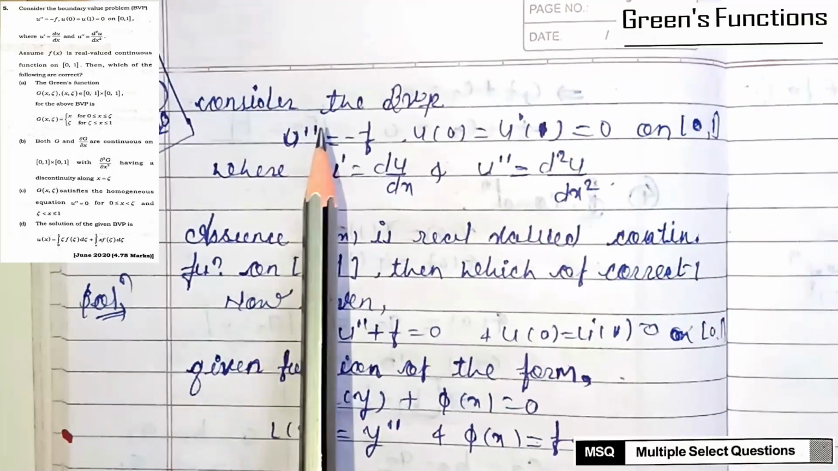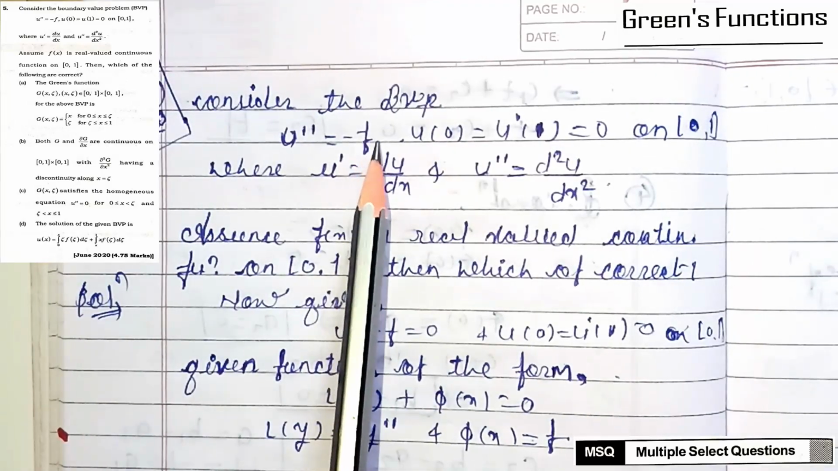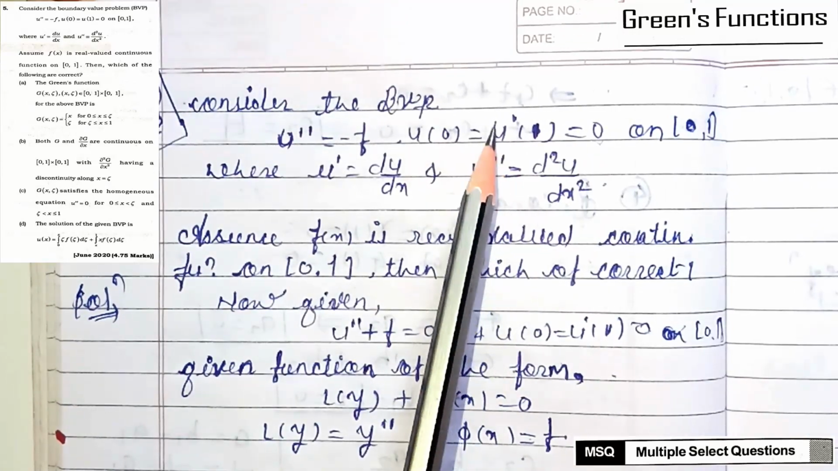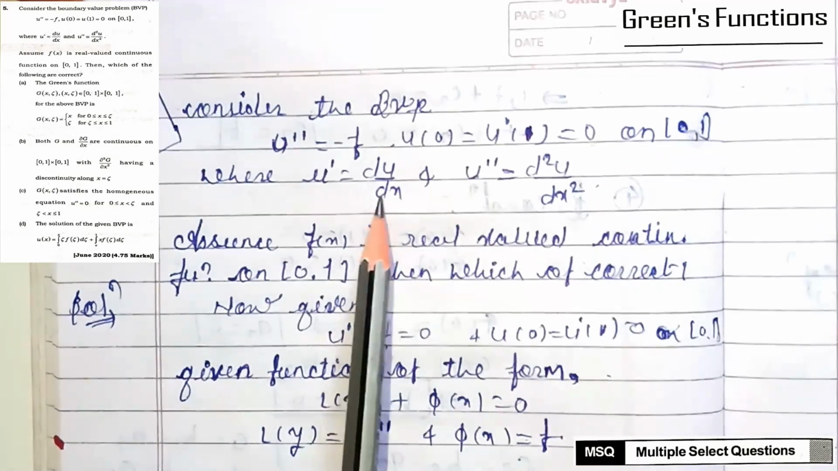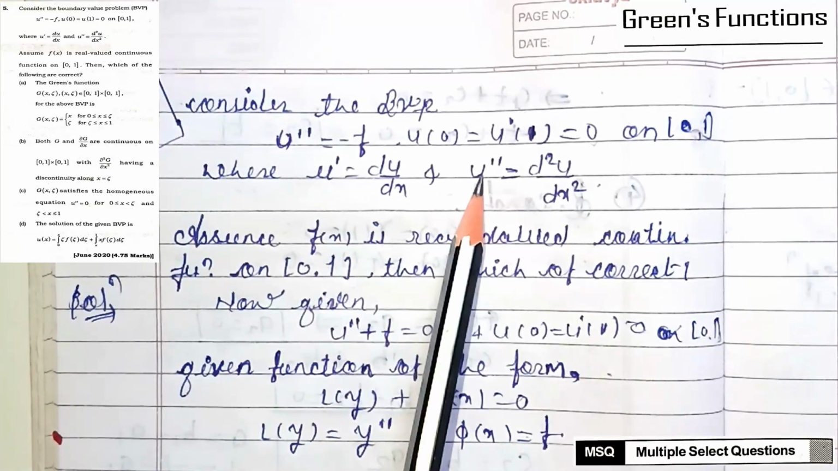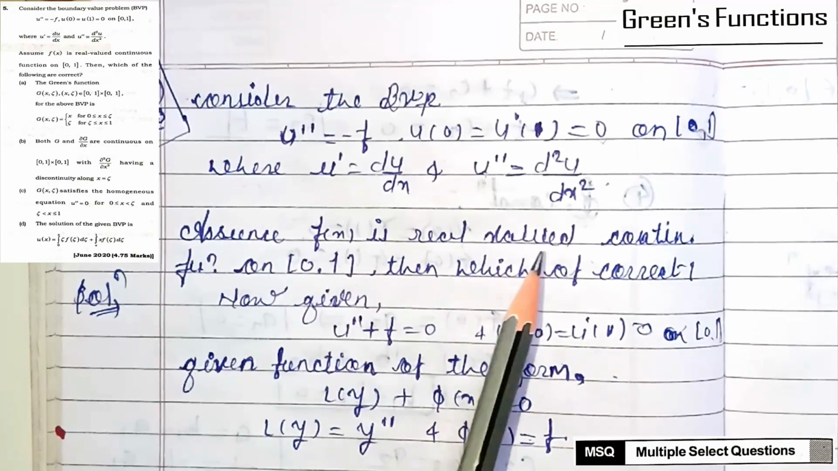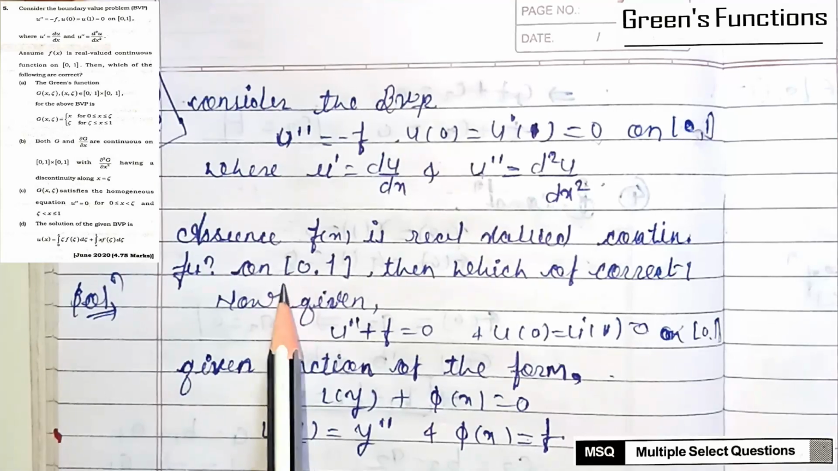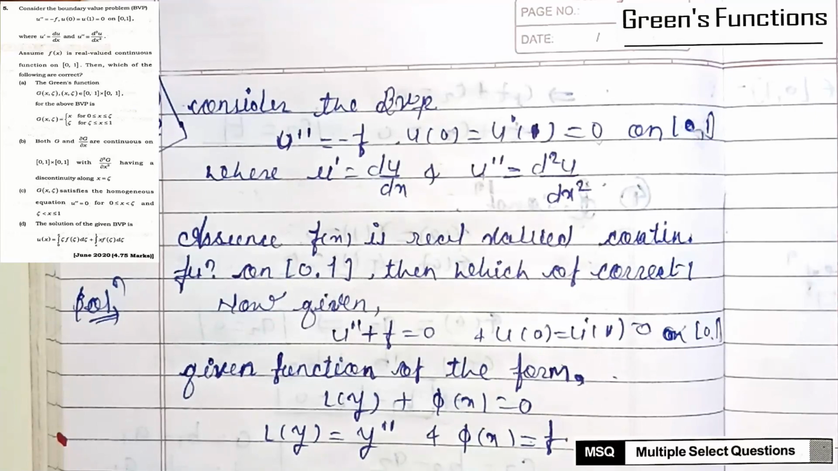In our question we are given the boundary value problem u double dash equal to negative f. The first boundary condition is u of 0 equal to 0, and the second boundary condition is u dash of 1 equal to 0 on the closed interval 0 to 1, where u dash is the differentiation of u with respect to x and u double dash is the double differentiation of u with respect to x. Assume f of x is a real valued continuous function. We need a continuous function for Green's function on the closed interval 0 to 1. Then we have to figure out which one of the options is correct.